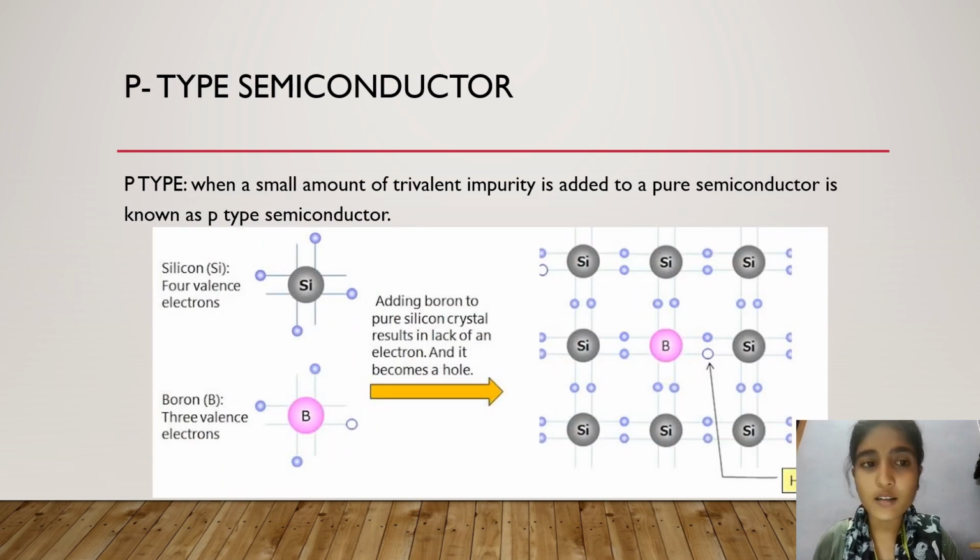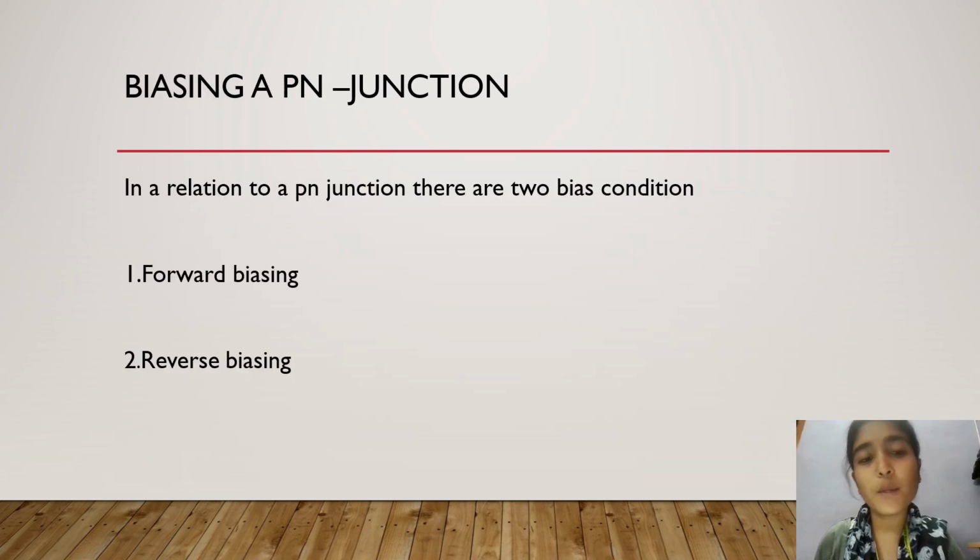Moving to the next slide, which is P-type semiconductor. When a small amount of trivalent impurity is added to a pure semiconductor, it is known as a P-type semiconductor. In N-type we observed pentavalent; here in P-type we have added trivalent impurity. This is the difference between N-type and P-type, and we need to observe it. I have represented an image also here. You can observe.